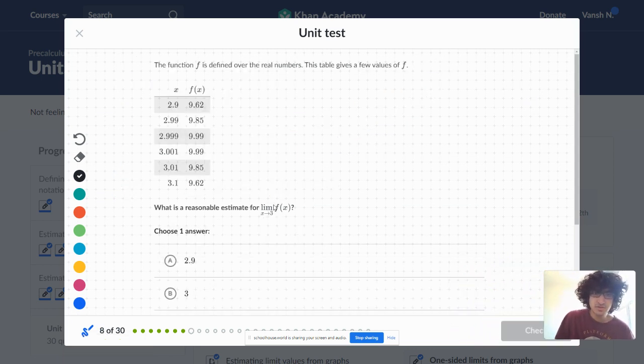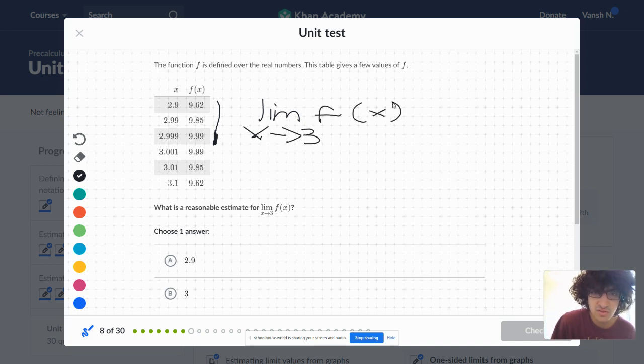So it looks like we have a table, a reasonable estimate for the limit as x approaches 3. So let's check it from both sides. As x is approaching 3, it looks like we have 10 maybe, 9.99, 10, something like that. So we're increasing, then we're decreasing from 10. So it looks like the limit as x approaches 3 of f(x) will be around 10.